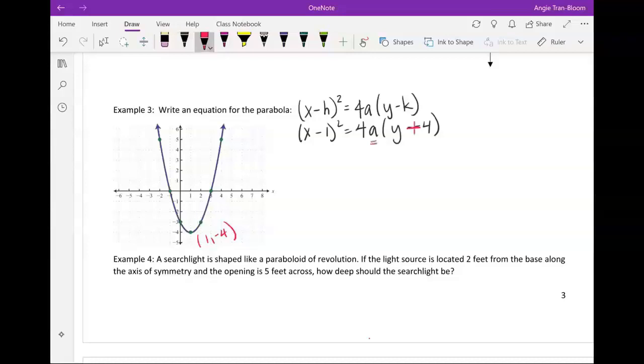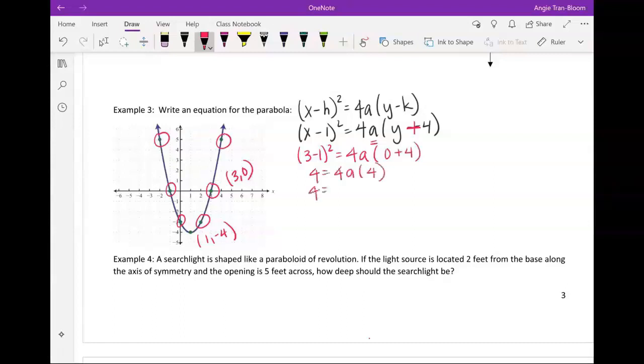Well, if I can find a, then I would be good. Well, to find a, you can pick any point that's nice. Not all the time am I going to give you the dots, but it's any point that you have not used, since I've already used the vertex, I can't use it again. But my favorite point is when one of the coordinates is 0, so I would use 3, 0. So x is 3 minus 1 squared equals 4 times a. Y is going to be 0 plus 4. This is going to be 3 minus 1 is 2. 2 squared is 4 equals 4a times 4.